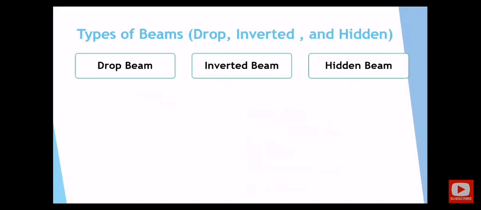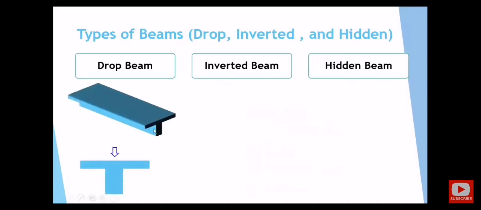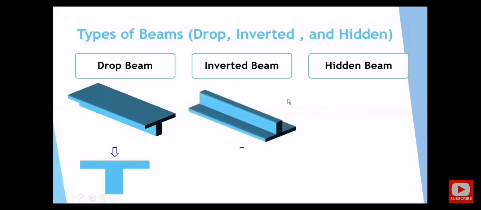Also, you may see different types of beams, like what we call drop beams, when the beam is here and supporting the slab, which in this case is above the beam. So the slab is supported on the beam. Here we have the web under the slab, and this is the famous type that you may see in most cases.